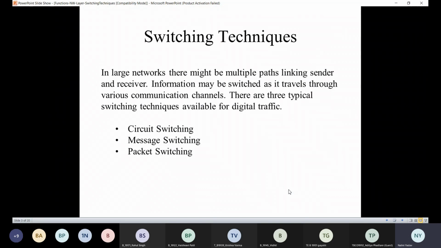So there are three typical switching techniques, right? What do we mean by switching techniques? It decides the path to be followed, right? How the path to be followed is decided, or how the travelling will happen, that is my switching technique. So there are three types of switching techniques. The first is circuit switching, then we have message switching and packet switching.